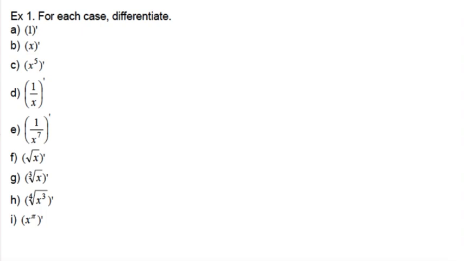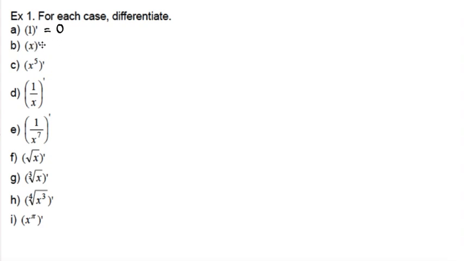differentiate. When we have a constant term, the differentiation or the derivative of that is just going to be 0. So that's always going to be the case. When you have a constant term, the derivative of a constant term is 0.